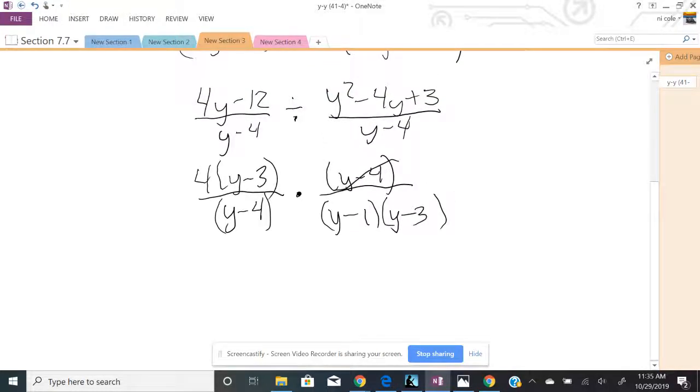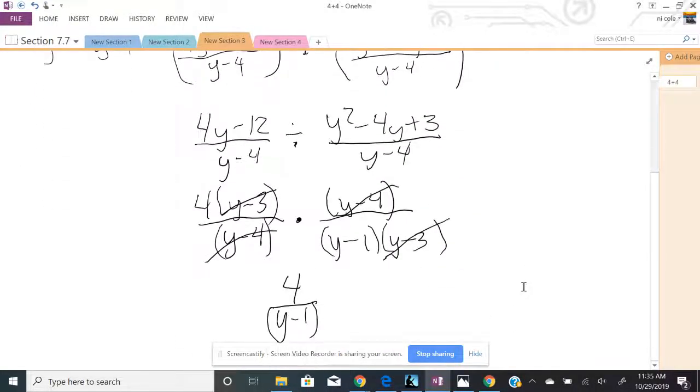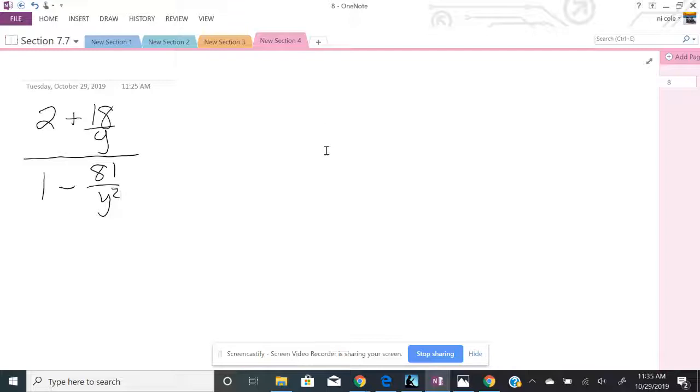Now I can cancel, cancel. I'm going to check my other crosses. That gives me a y minus 3, and that gives me a y minus 3, leaving me 4 on the top and y minus 1 on the bottom. Okay, so with these, you just take it one step at a time. And see how many steps this took me. It is okay to do more. So you may do your change, and then you might factor second. You may not do it all in one go. That's okay. Take each step as you can see them.